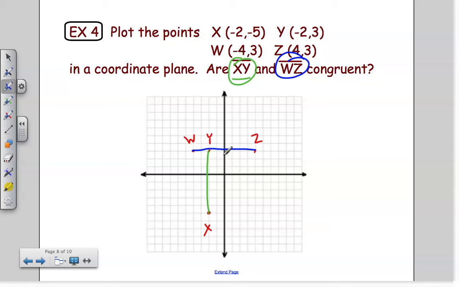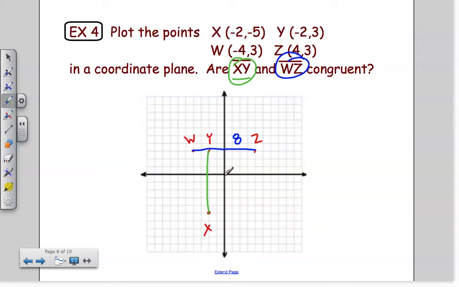Let's check out W to Z first. Notice W is at -4, and up at 3. So this was 4 in this direction. Z was at 4, 3. So I have 4 on both sides. WZ is a length of 8.